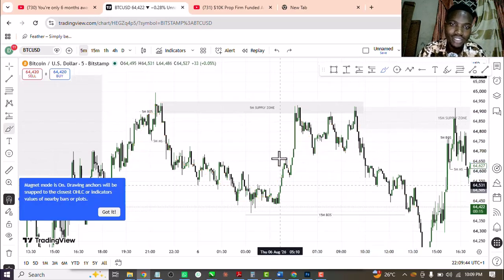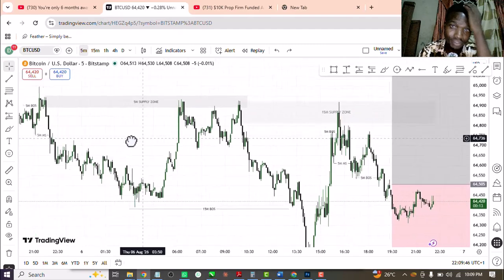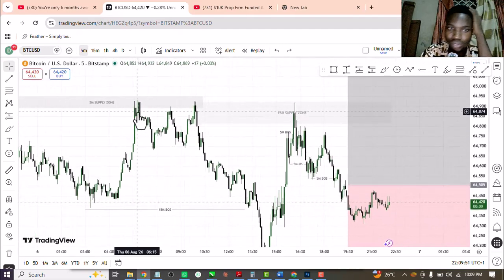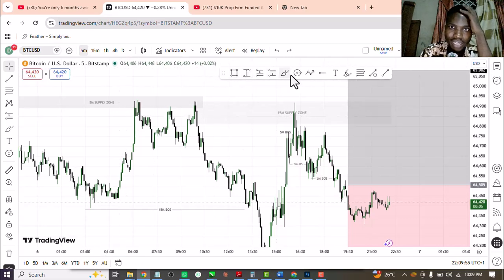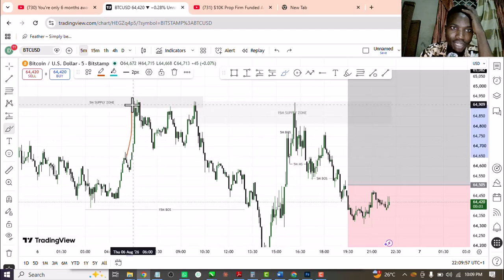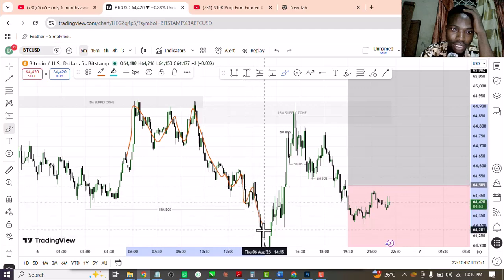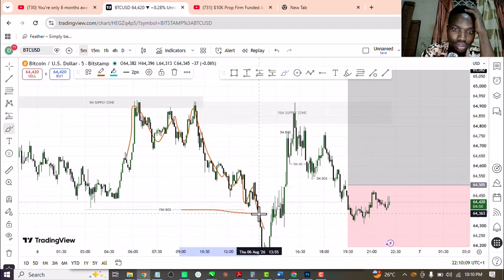So that is how price flows. Currently you see that immediately price tapped into this 5 minute supply zone, price came all the way down, then it retested the 5 minute supply zone again, then it started to push to the downside, creating lower lows, lower highs, lower low, lower highs, then it breaks structure right there.